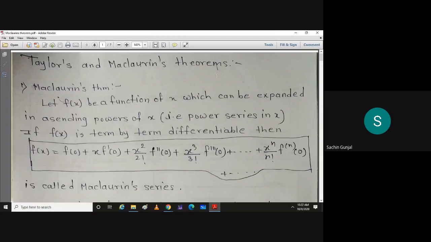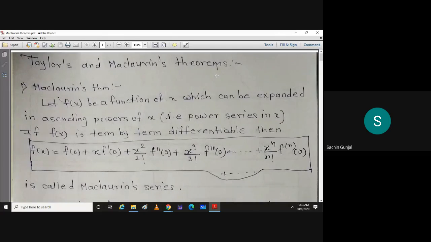As I said in the beginning, whatever series expansion of some standard function such as sin x, cos x, e raised to x, or e raised to minus x you have used to find the limit of some complicated example, those series are the Maclaurin series. The question was how to get that series.